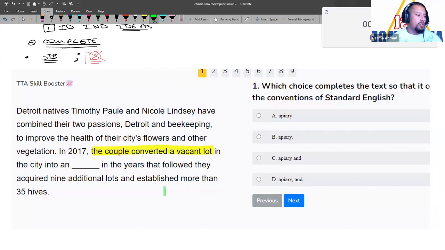Mr. Muhammad, I ask you politely, please read the full sentence. The sentence doesn't stop at followed, correct? You guys have a problem reading an entire sentence. Can you please read until the end? In the years that followed, they acquired 9 additional lots and established more than 35 hives. Is that a complete idea or no? Yes, it's a complete idea. What's the answer?